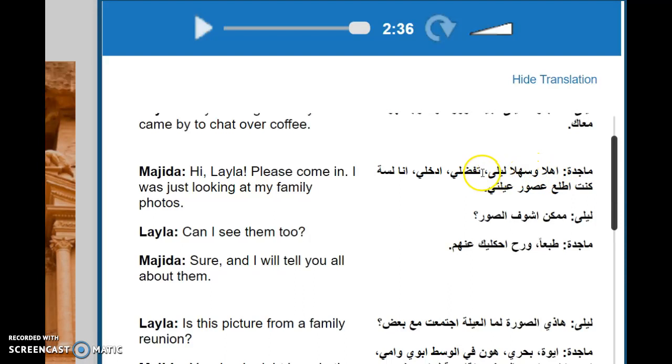أهلا وسهلا ليلى. تفضلي ادخلي. أنا لسه كنت أطلع على صور عائلتي.